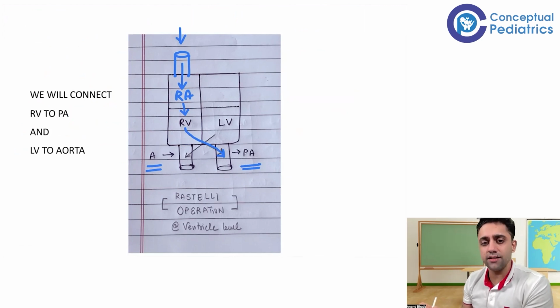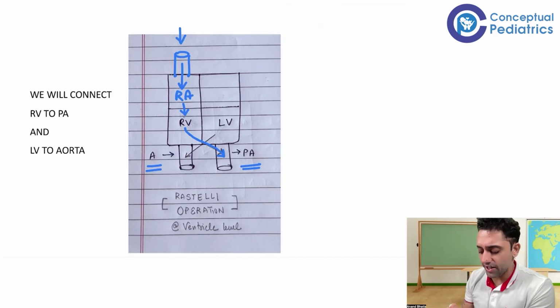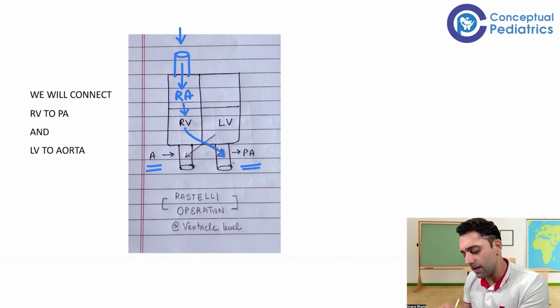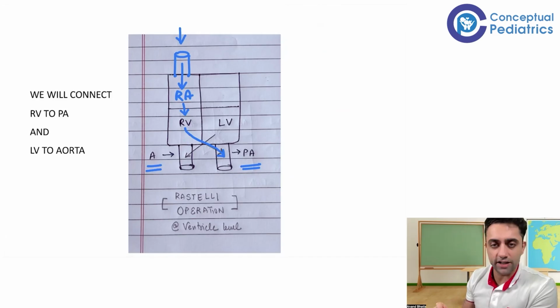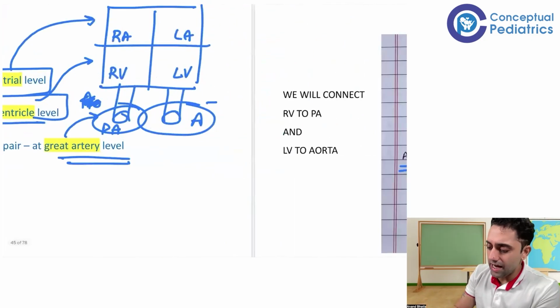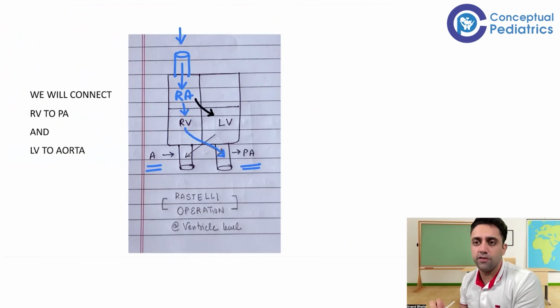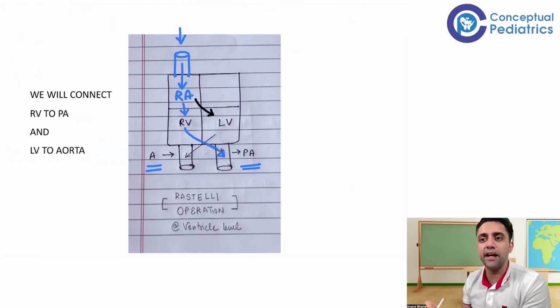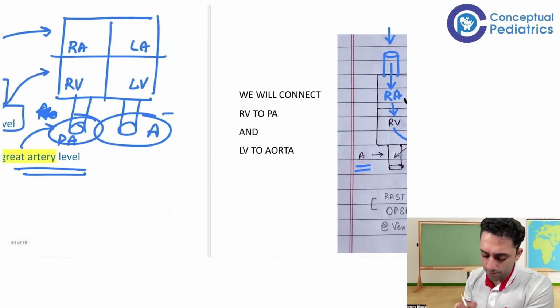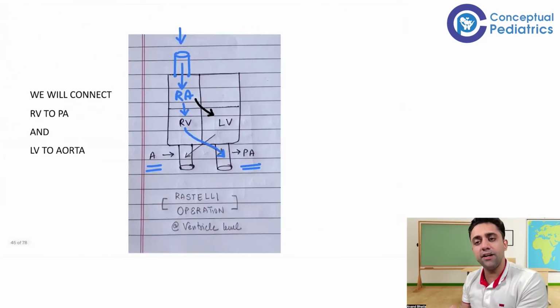So naturally the deoxygenated blood enters the right atrium, right ventricle, and the right ventricle I'm connecting to the pulmonary artery. In the case of the Senning operation, I was going to connect my right atrium to the left ventricle, since I said atria level. So in the Senning operation at atria level, I was connecting my right atrium to the left ventricle. So that's it.